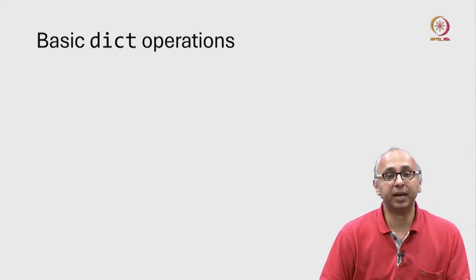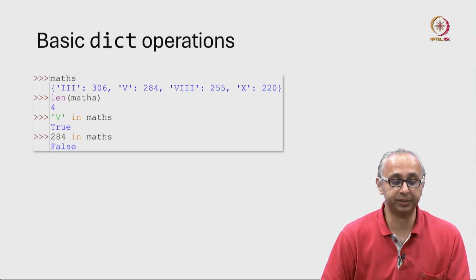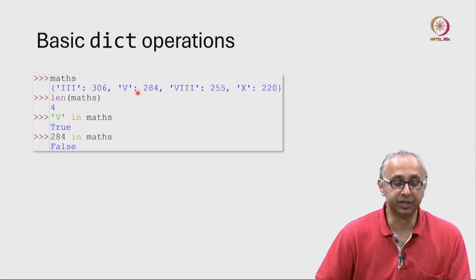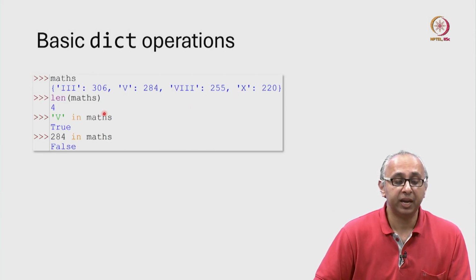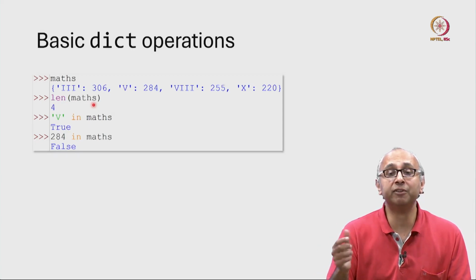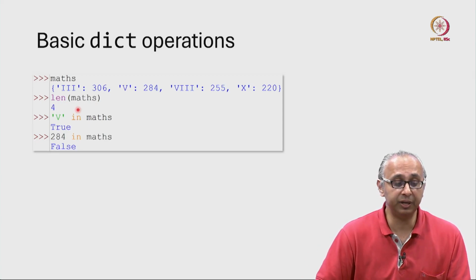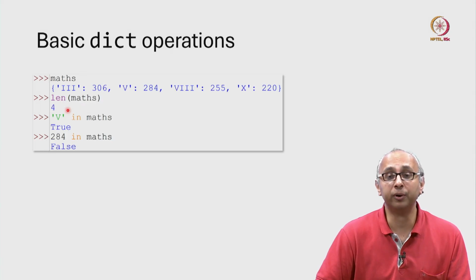Let us now take a look at some basic operations that we can do with dictionaries. So here I have this dictionary like before. If I ask for its length, that will simply count how many key value pairs there are in this dictionary, which in this case is 4.